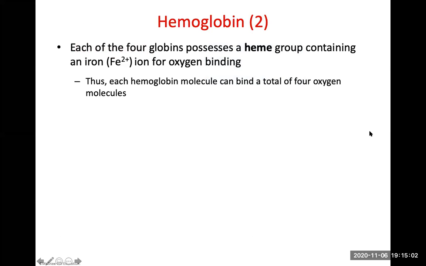Each of the 4 globins possesses a heme group containing an iron ion, which will actually bind to the oxygen. So each hemoglobin molecule can bind a total of 4 oxygen molecules. And we just said that each red blood cell has about 280 million hemoglobins. So that means each red blood cell carries more than 1 trillion molecules of oxygen.